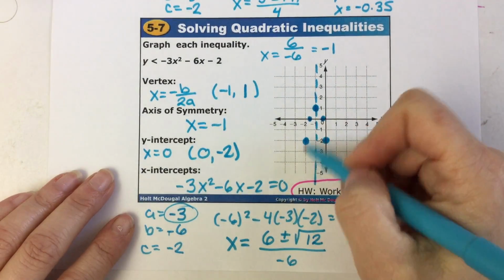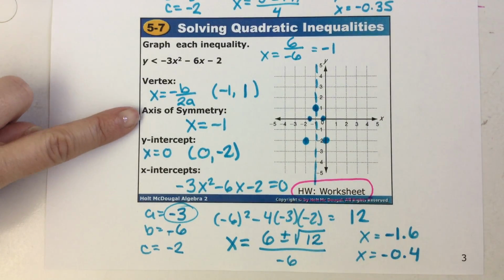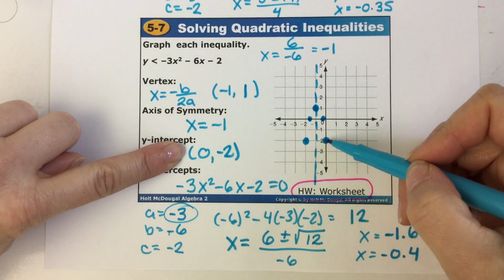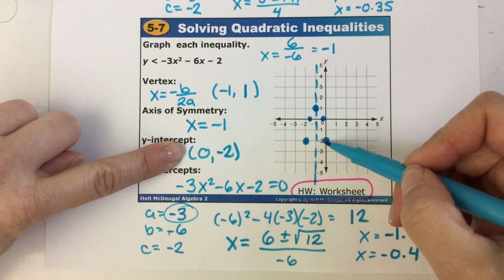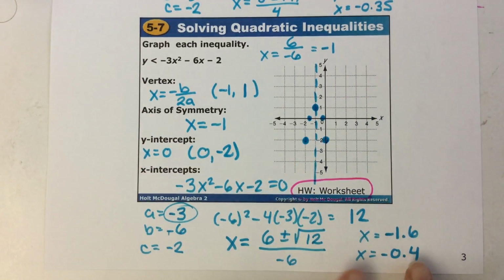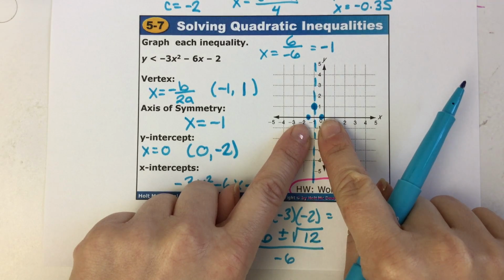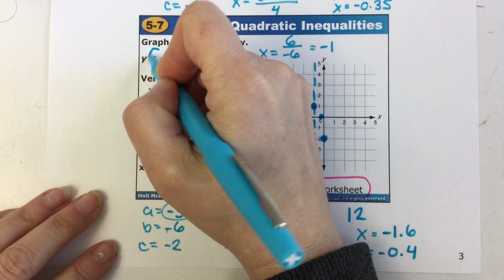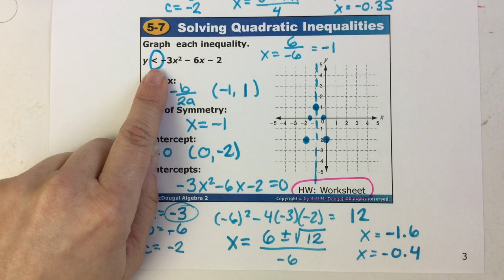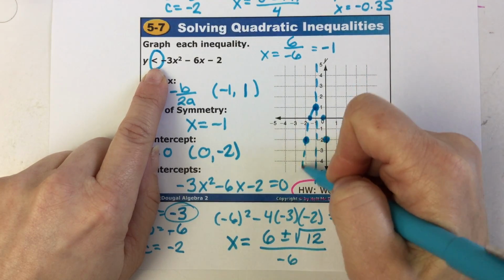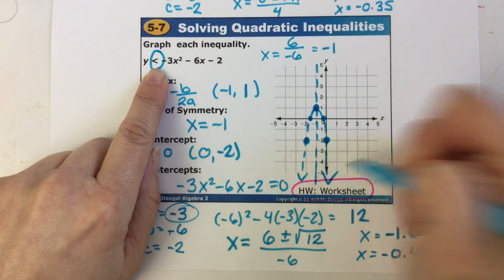Now I have enough points. I have found my vertex and my axis of symmetry. I know where my y-intercept is. I reflected it over my axis of symmetry. I found my x-intercepts where the graph crosses the x-axis. Now I can connect the parabola, but first see if it's solid or dotted. This would be a dotted parabola.